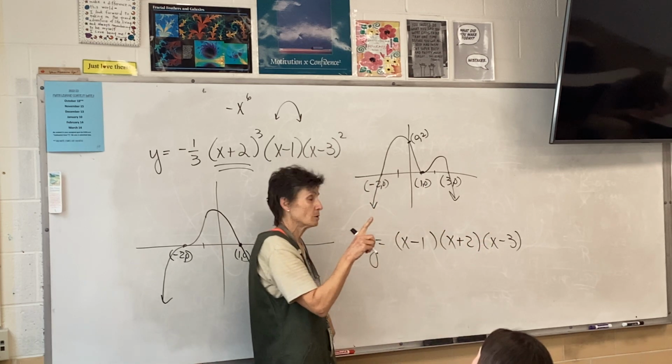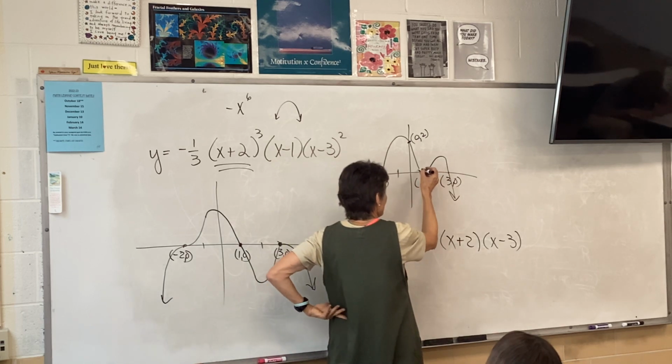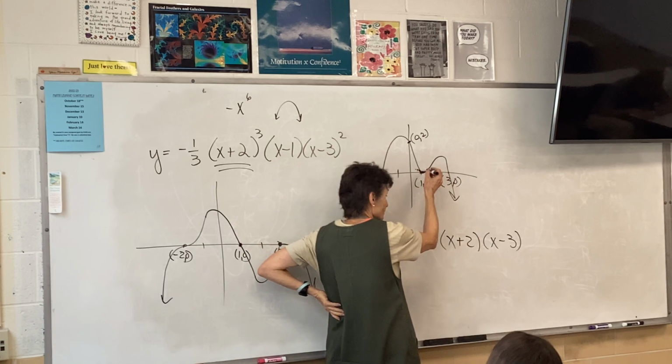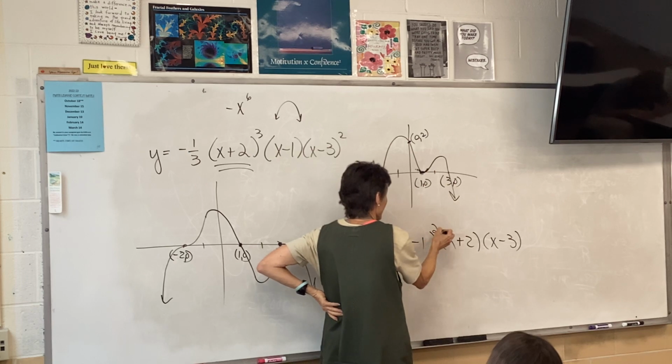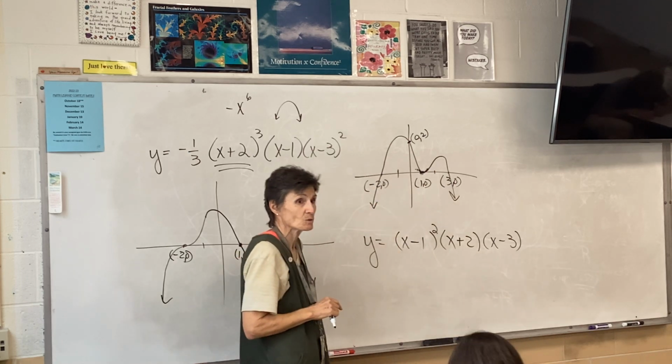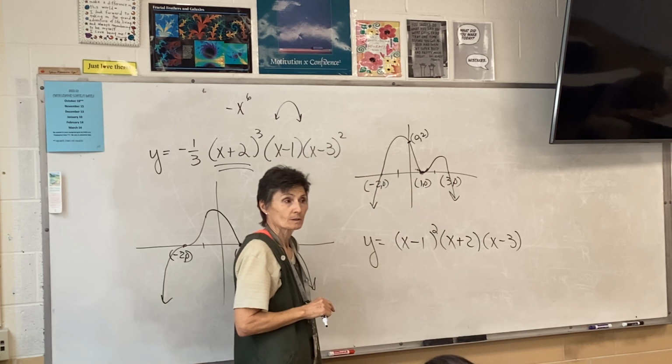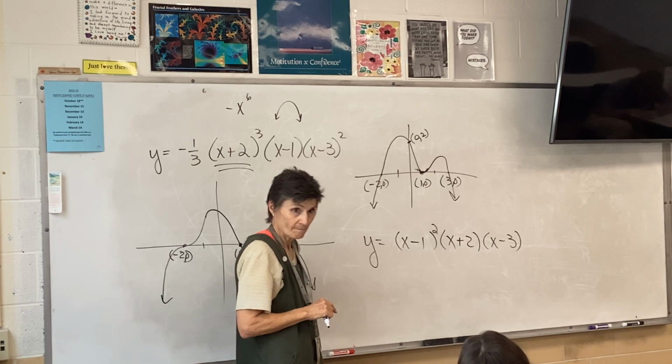Also, see this right here? What does that tell me? Minus 1 squared. That there's a squared on the one that has the X minus 1? Would you agree with that?